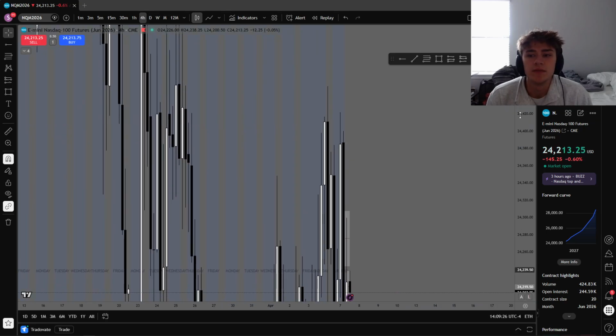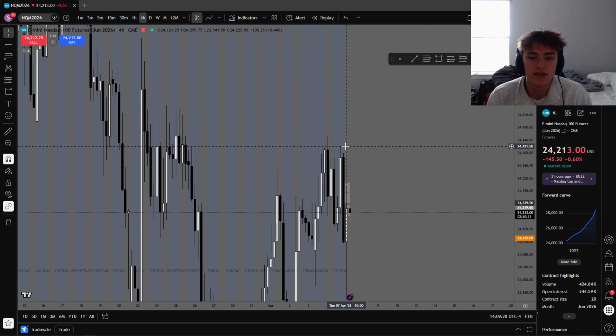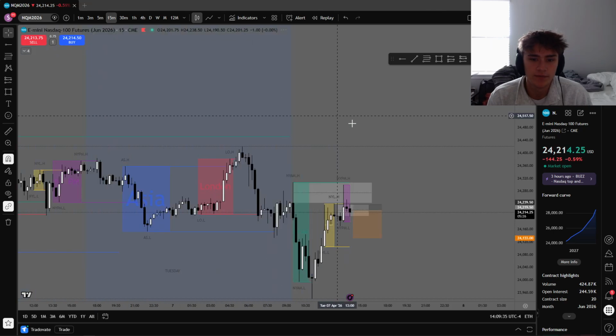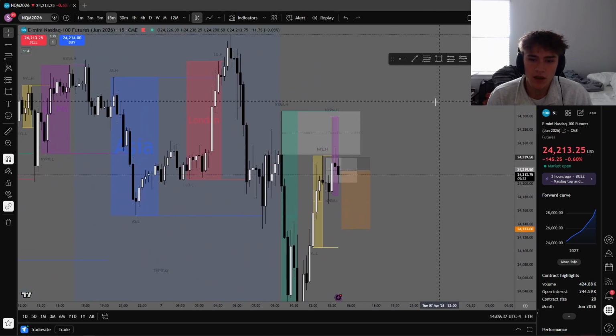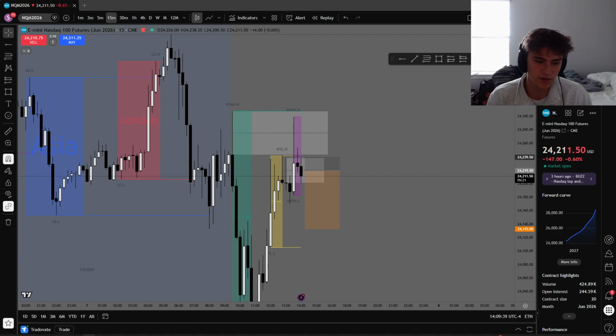Let's see, higher time frame PD arrays. We tapped into this rejection wick right here for London reverse out of it. All right, cool. So this was the one trade I took for the day.